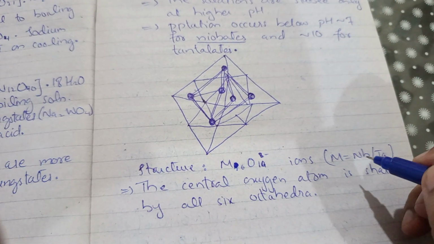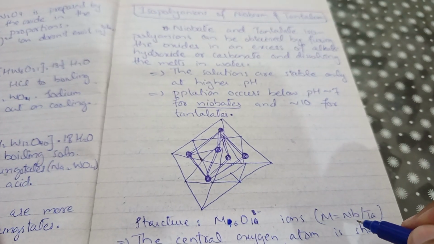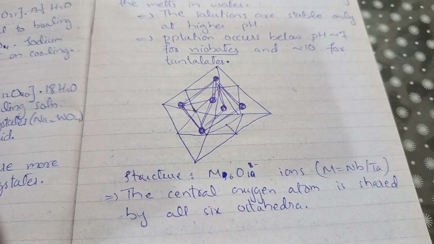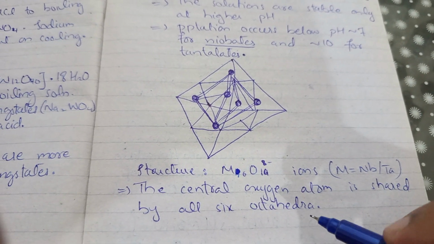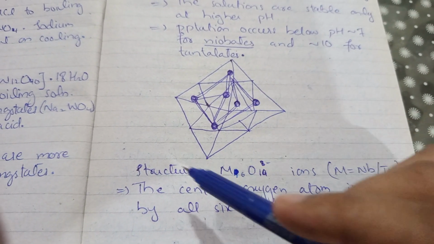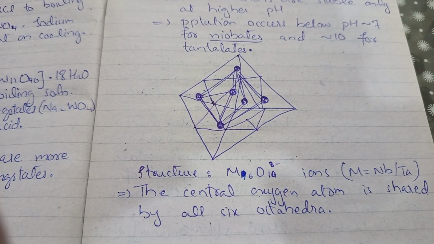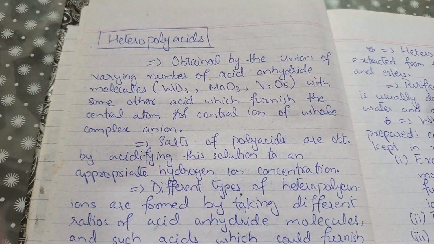Here M can be either niobium or tantalum, right? So the central oxygen atom is shared by all 6 octahedra, right? You can see I have drawn a rough diagram here. So these were some details about isopolyacids.